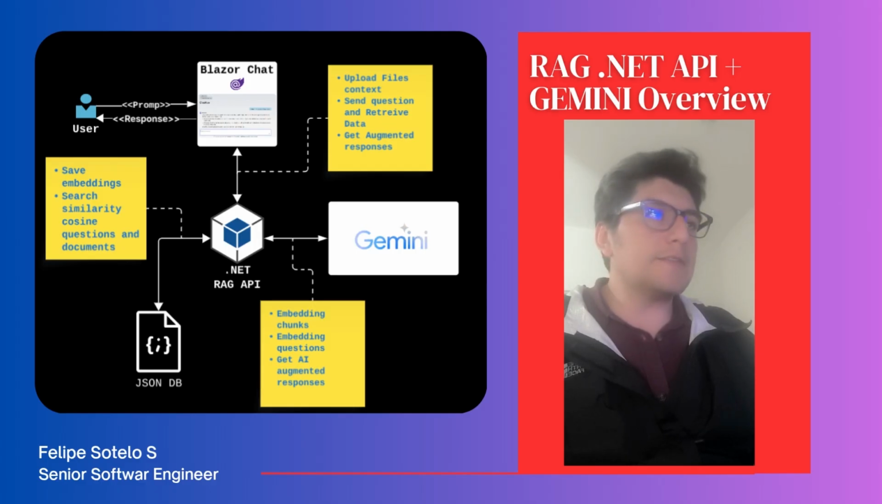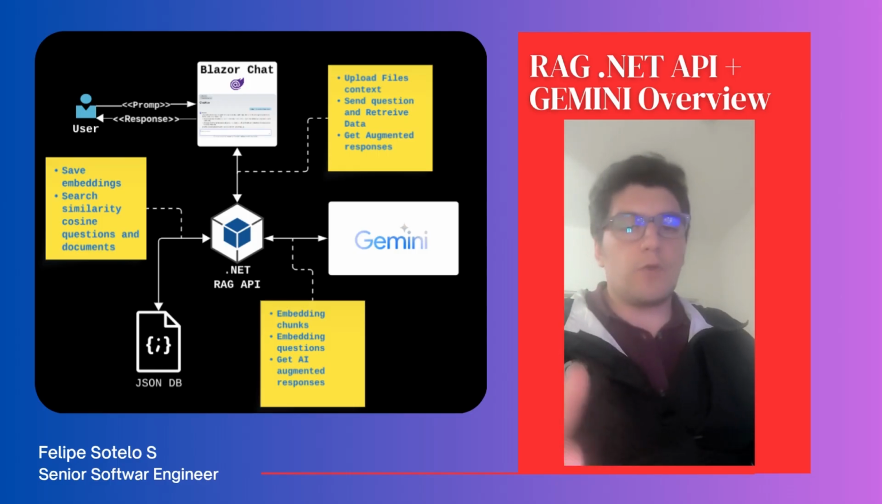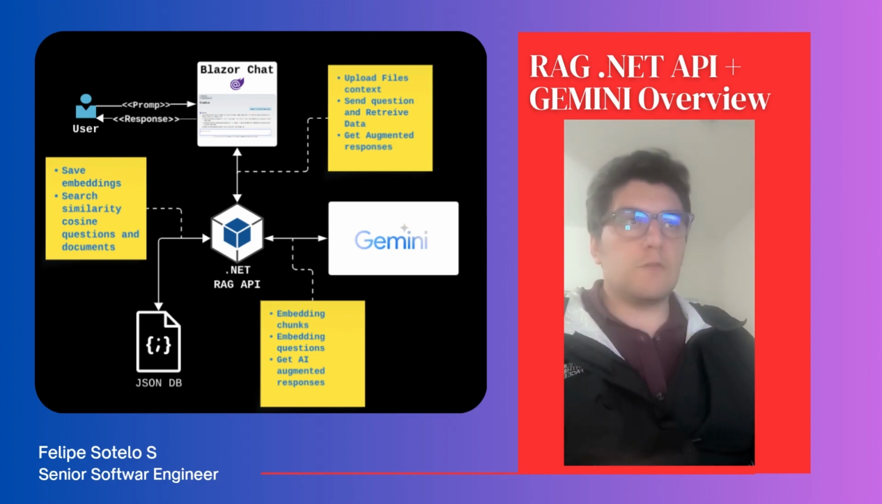In this case, I want to share with you one RAG implementation, Retrieval-Augmented Generation, using .NET API and Gemini LLM to get more and enrich information from some context or other resources, like databases or something like that.